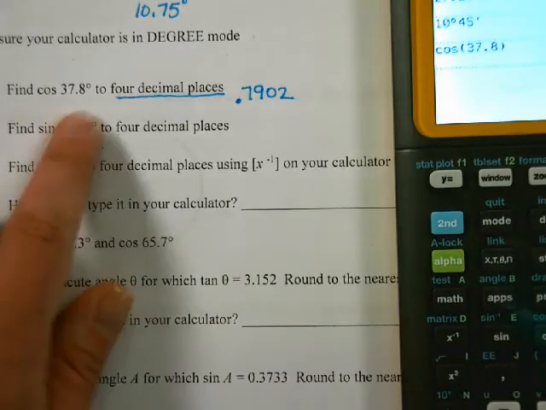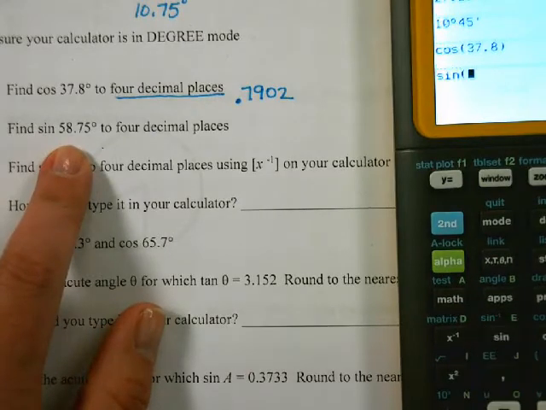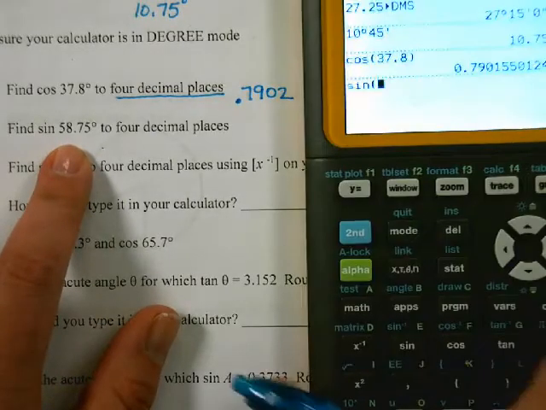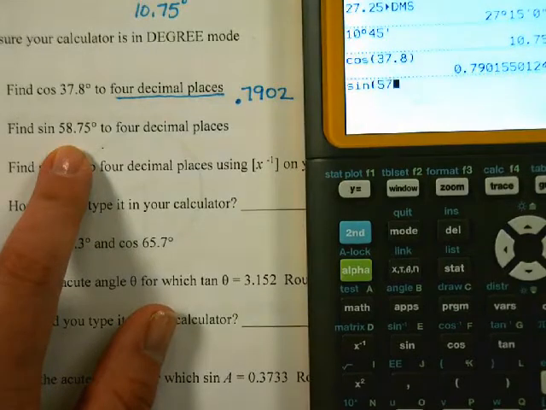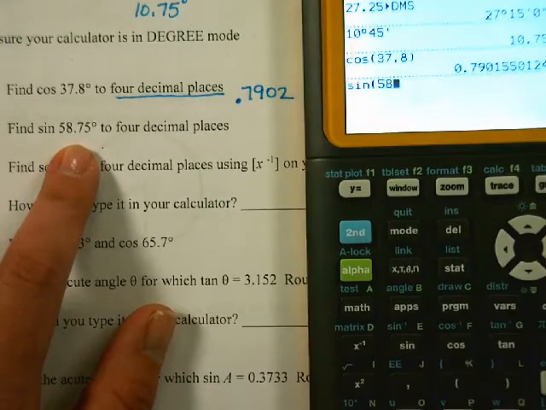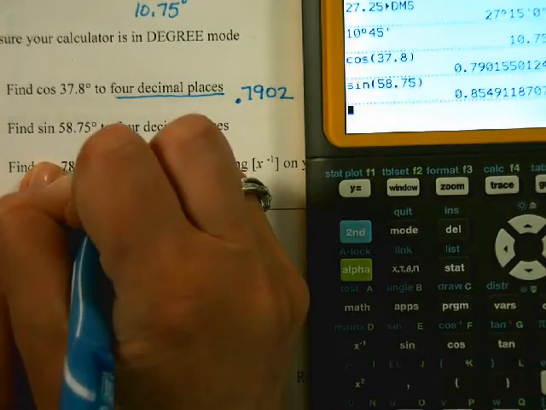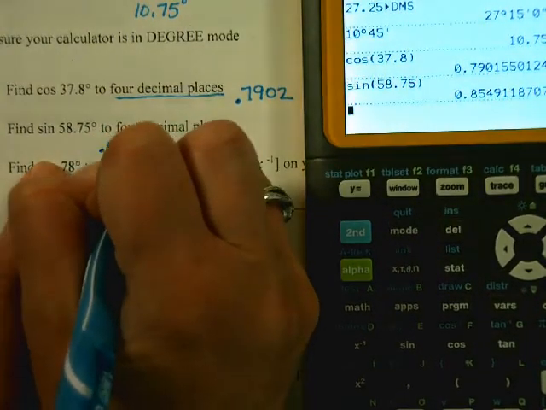Okay, so sine of 58.75. I'm going to hit the sine button. 58, excuse me, 0.75. 0.8549.